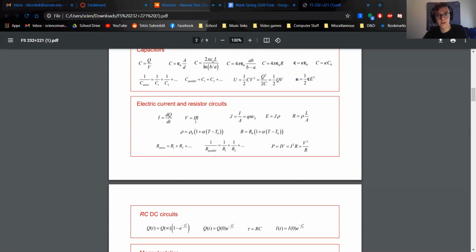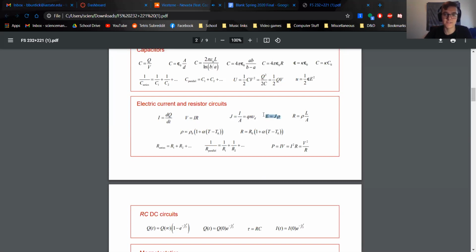So we got electric current and resistor circuits. This stuff isn't too bad, so I'm going to kind of skim through it. This is the definition of current. We got Ohm's law right here. Hopefully that's pretty familiar. And then we have microscopic Ohm's law. J just refers to current density. So you take your current, divide it by an area, you're going to get J. So don't be intimidated by that.